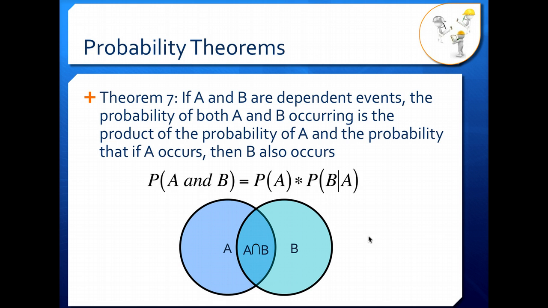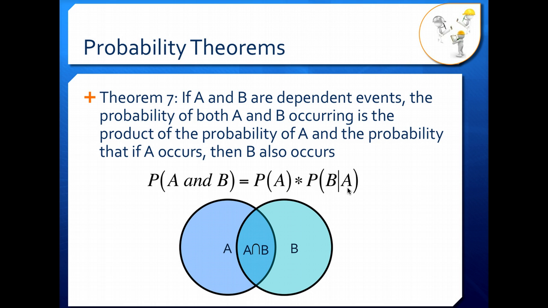Theorem 7 states that if A and B are dependent events, so the occurrence of B depends on the occurrence of A, the probability of both A and B occurring is the product of the probability of A and the probability that if A occurs, then B also occurs. Mathematically, this looks like this. We have the probability of A and the probability of B given A occurred.